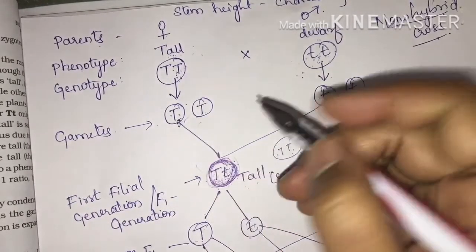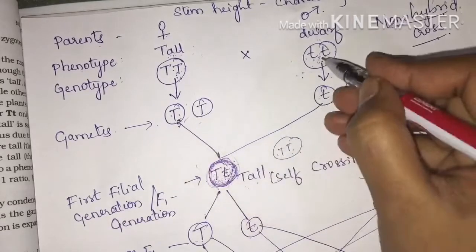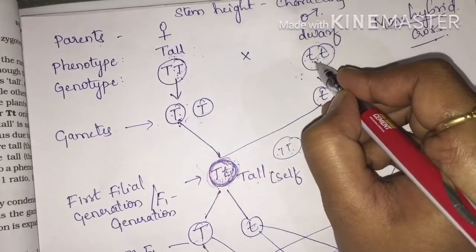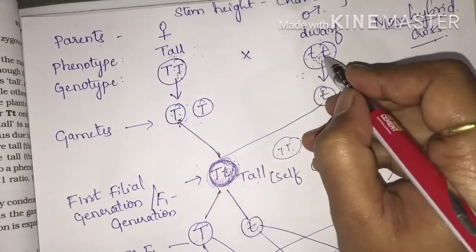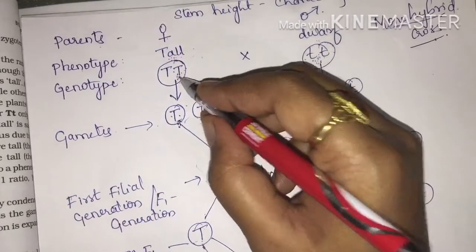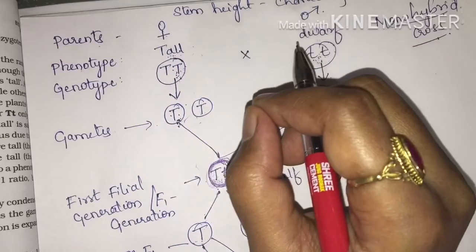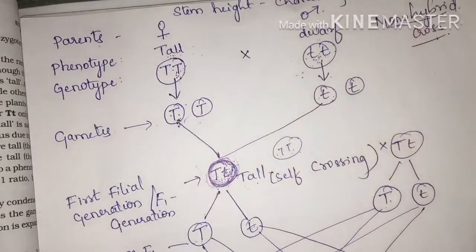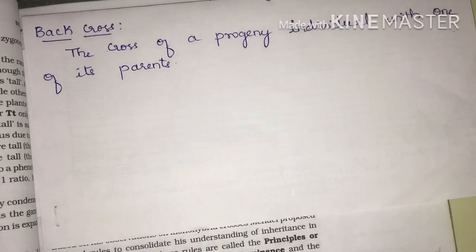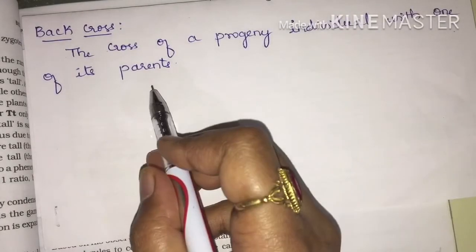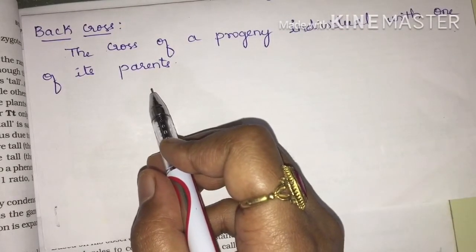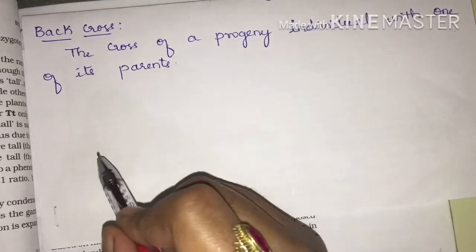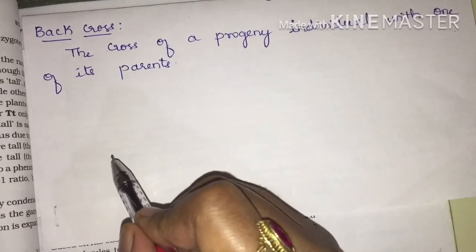Test cross was what? Test cross was the F1 individual crossed with the recessive parent. Only with this parent, if it is crossed, we call it a test cross. If the F1 individual is crossed with either recessive or dominant, we call it a back cross. Only that is the difference. So back cross is the cross of a progeny individual with one of its parents. So this is about back cross and test cross.